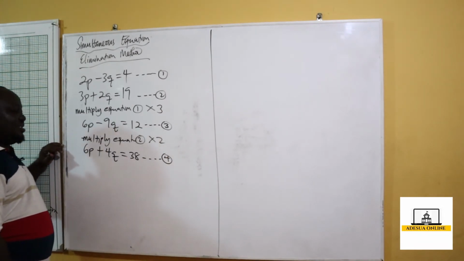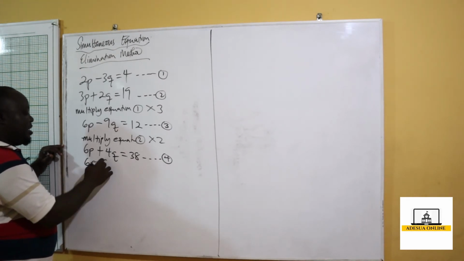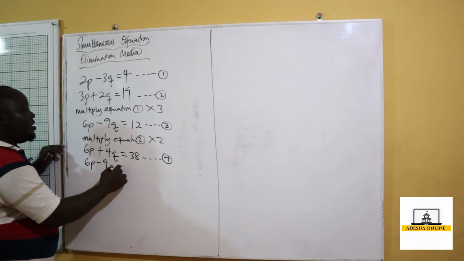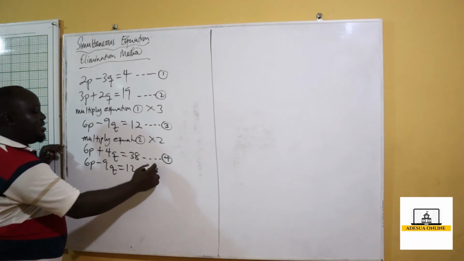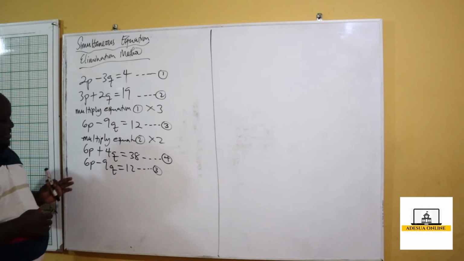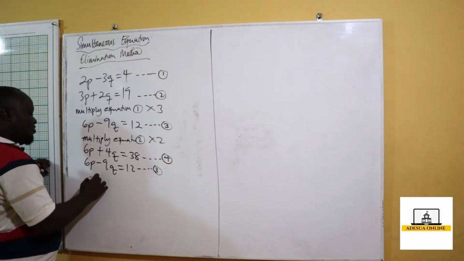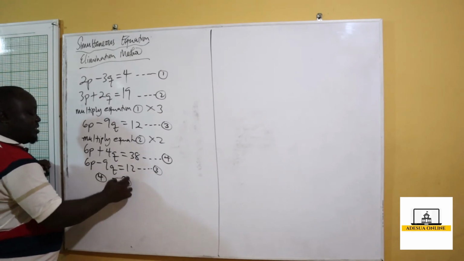Now solving this, let's bring our equation 3 down, which is 6p minus 9q equals 12. This is our equation 3. Now if we are supposed to solve this simultaneously, we realize that p has a coefficient of 6, which is positive. p also has a coefficient of 6, which is also positive. So for us to eliminate p, we can't add it. We have to what? Subtract equation 4 from 3 or 3 from 4. So we have equation 4 minus equation 3.